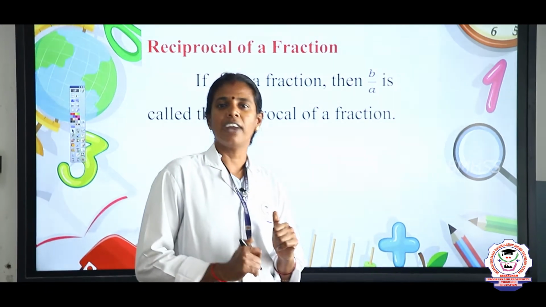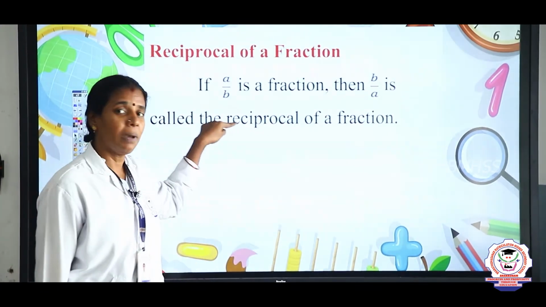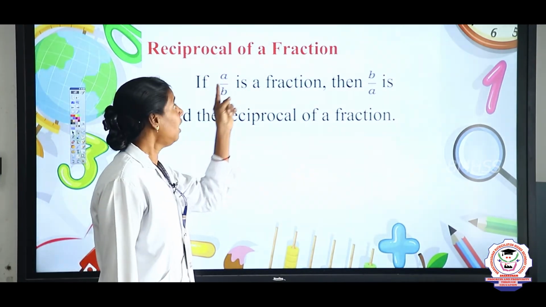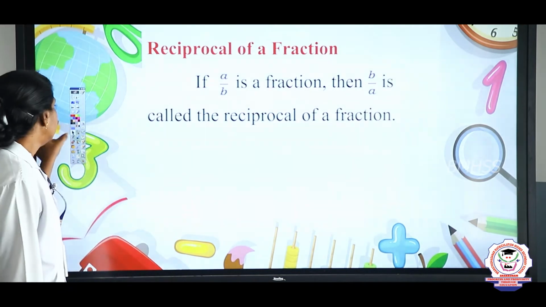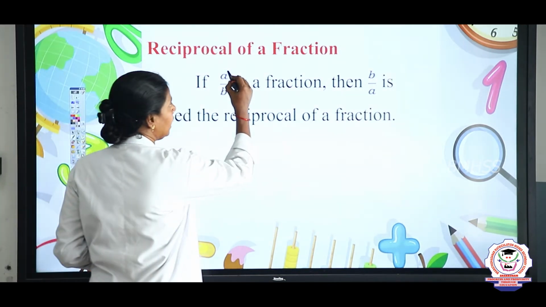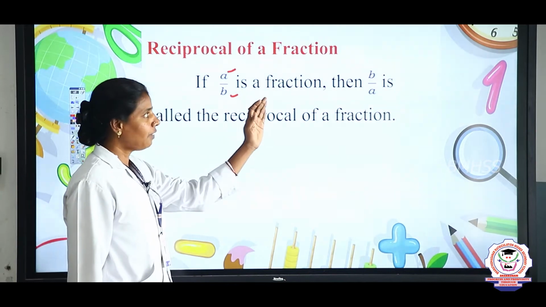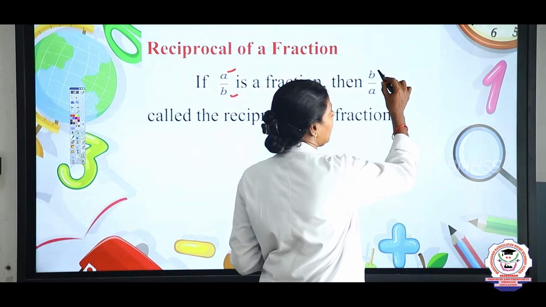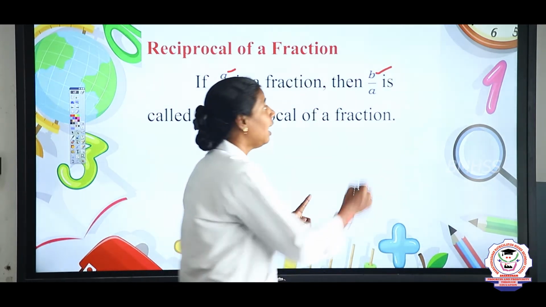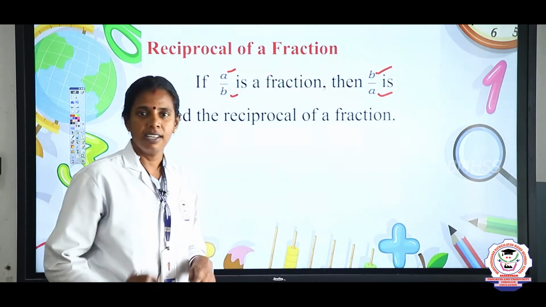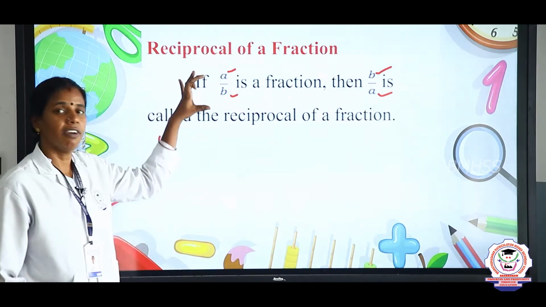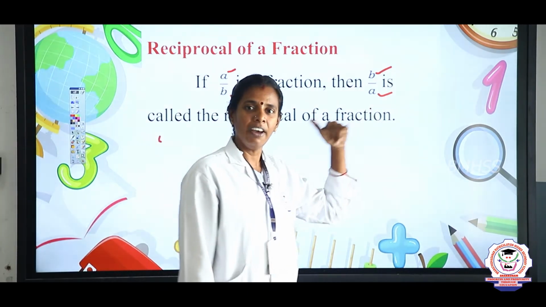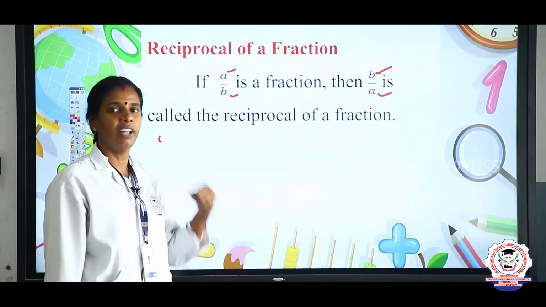What is the reciprocal of a fraction? See, if a by b is a fraction, a is in the numerator and b is in the denominator. A fraction with a in the numerator and b in the denominator, we write its reciprocal as b by a. Here b is in the numerator and a is in the denominator. Is it clear? So whenever a fraction is given, we interchange the numerator and denominator of the fraction, and that is called the reciprocal of the fraction.